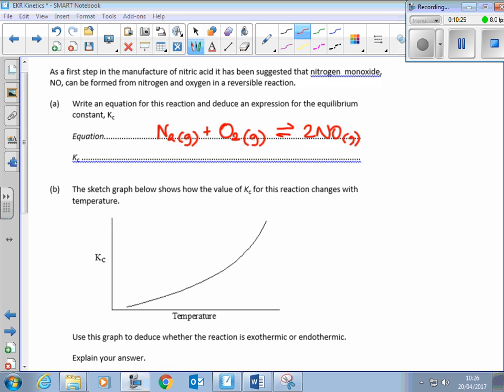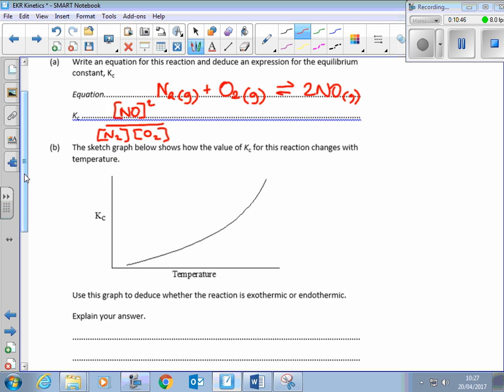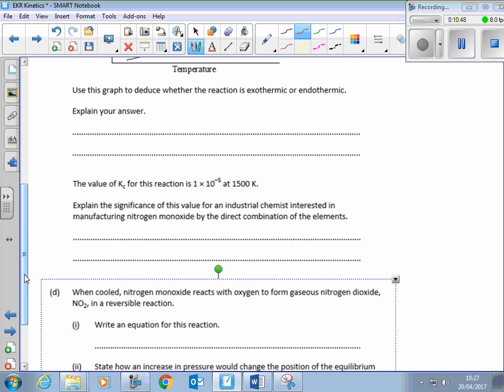So what are you going to have on the top? And then on the bottom you've got the other two. Okay, so that's fairly straightforward. Products to the power of 2, reactants to the power of 1.